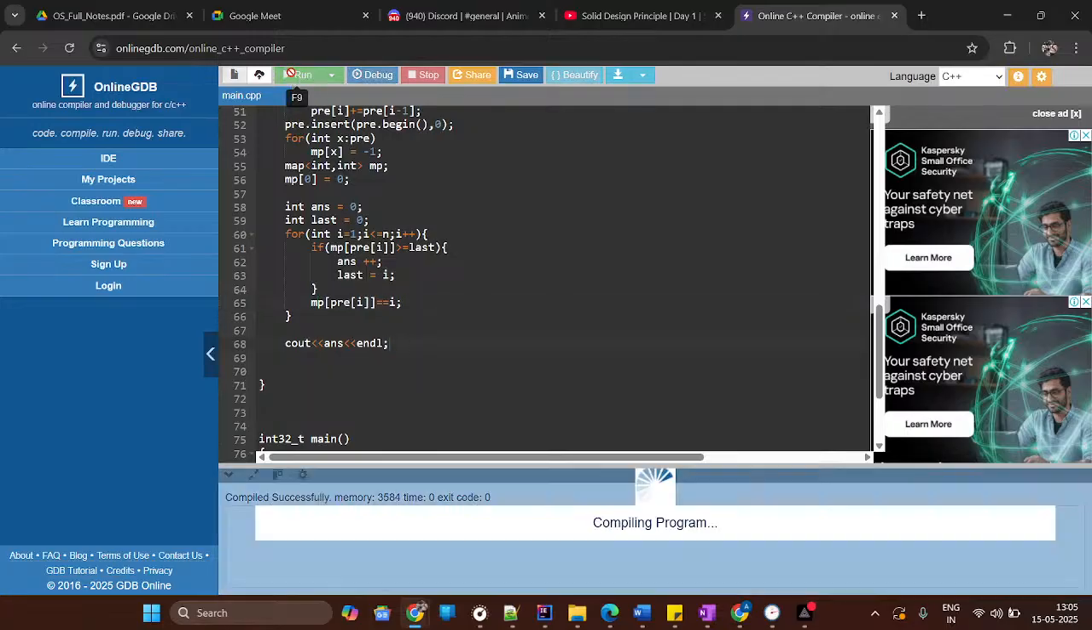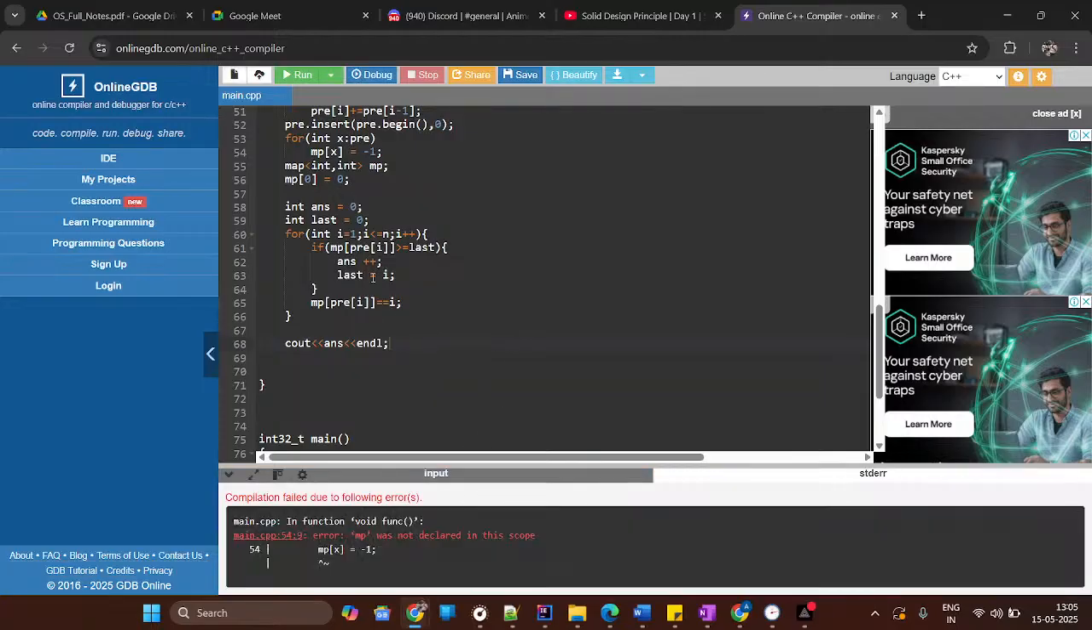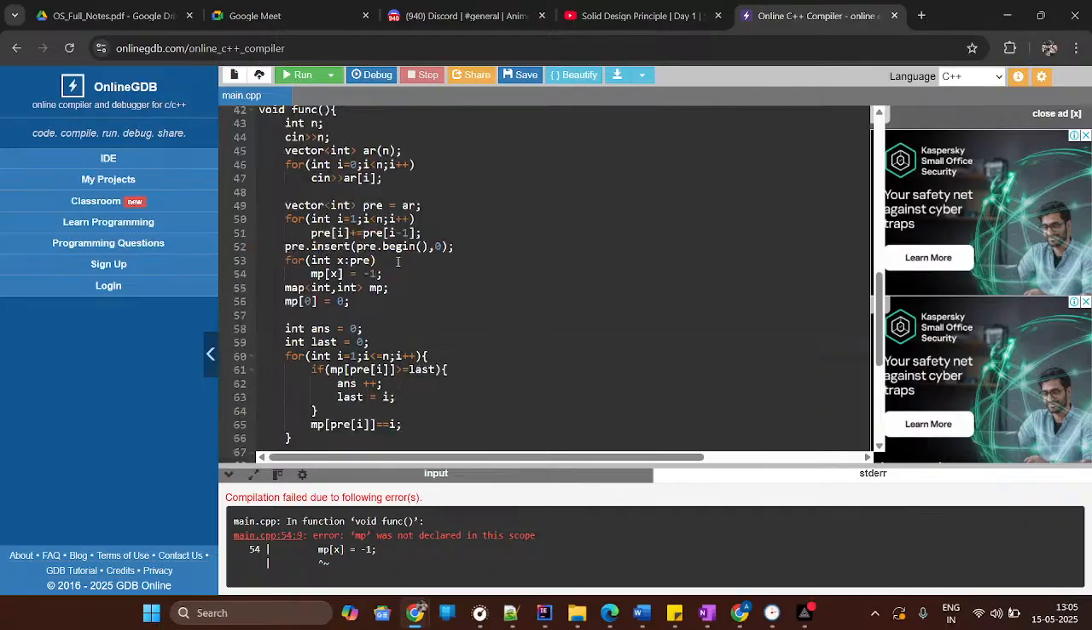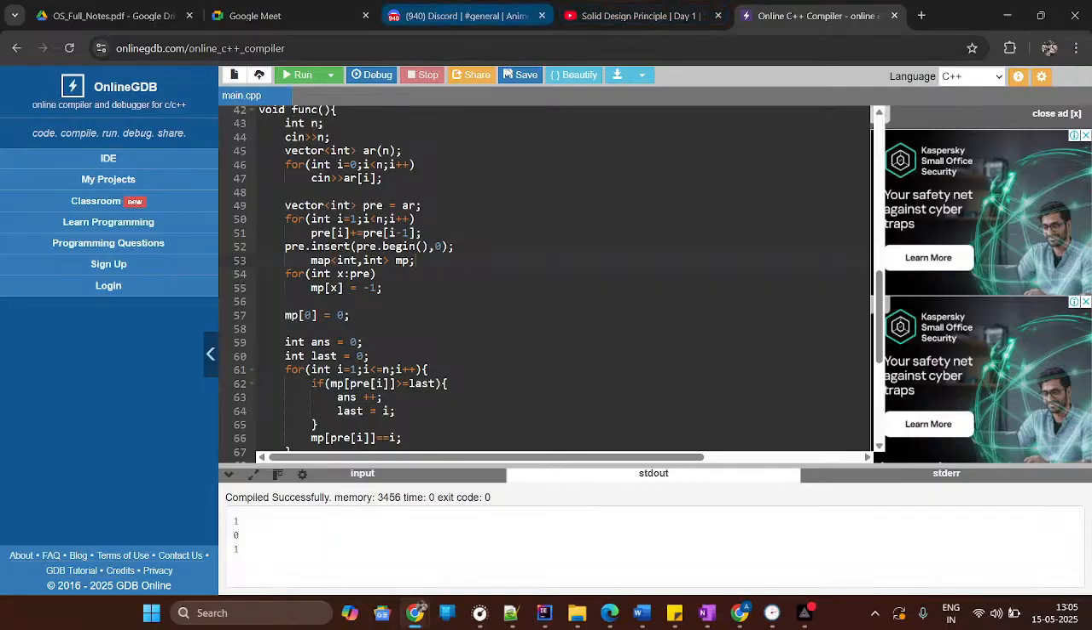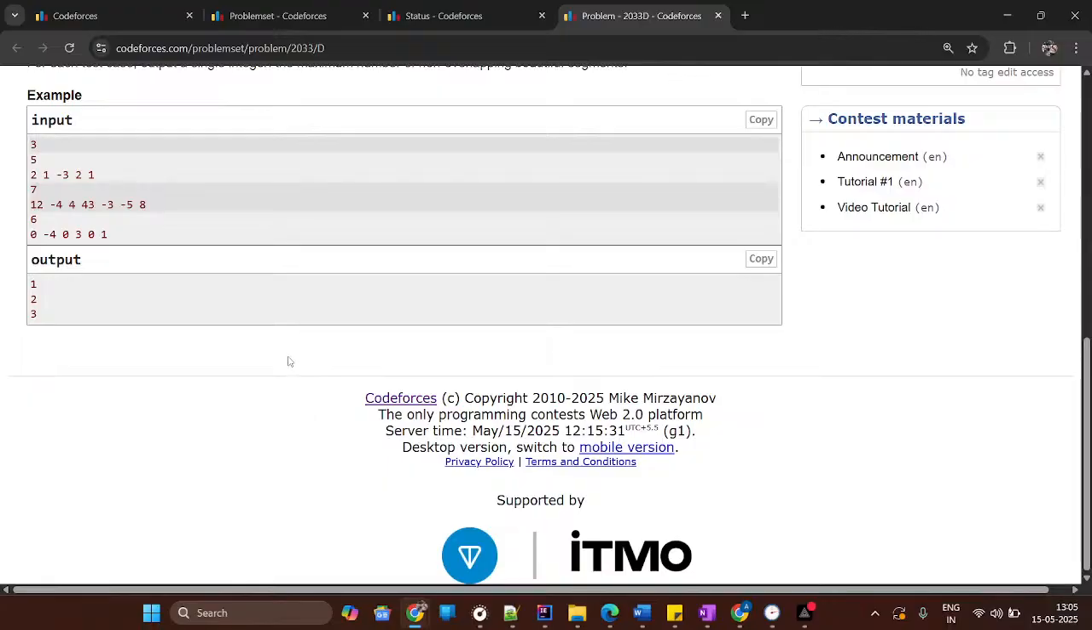Okay, and then MP was not declared. Well, okay. 101. Okay, why is it 123? It's only 101. Not fair. Let's see the last key. 0 minus 4, 0, 3, 0, 1.